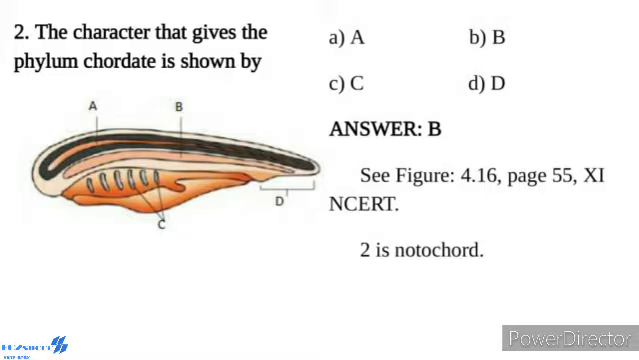These are bilaterally symmetrical, triploblastic, coelomate with organ system level of organization. They possess a post-anal tail and a closed circulatory system. So the correct answer is option B. B is notochord, A is nerve cord, C is gill slits, D is post-anal part.